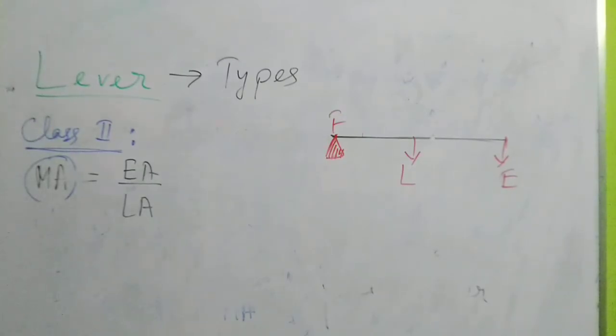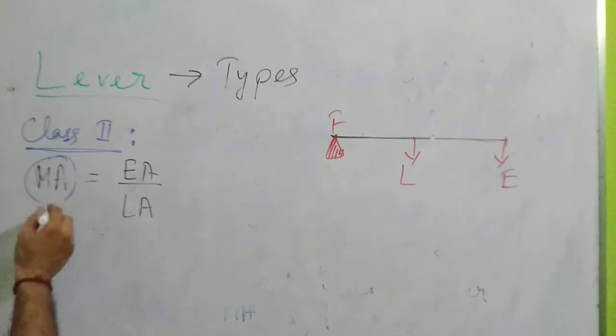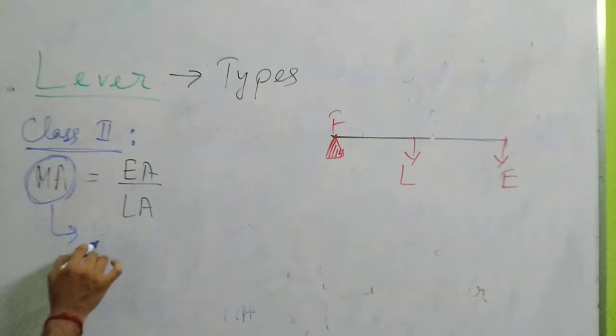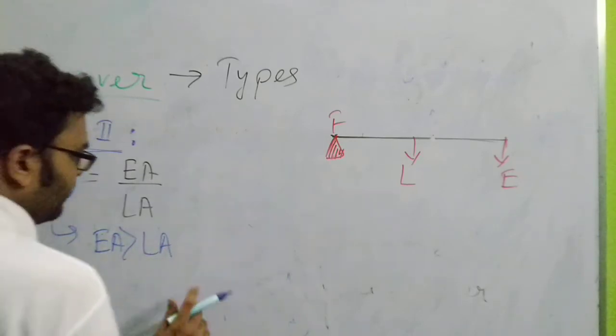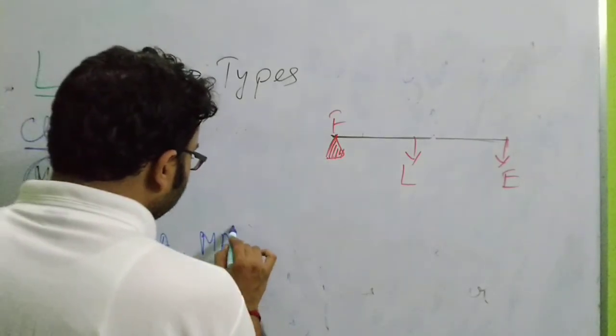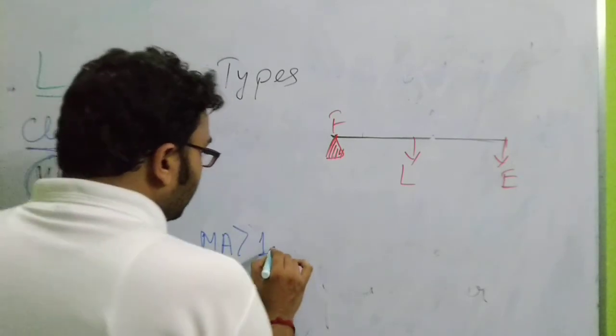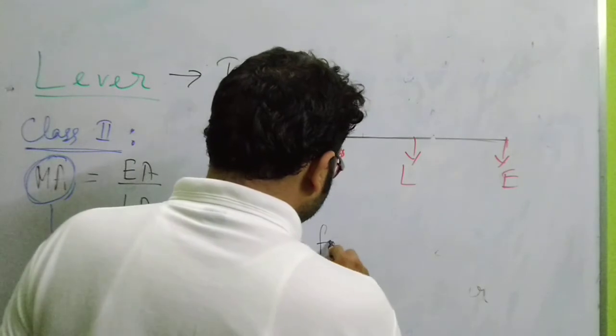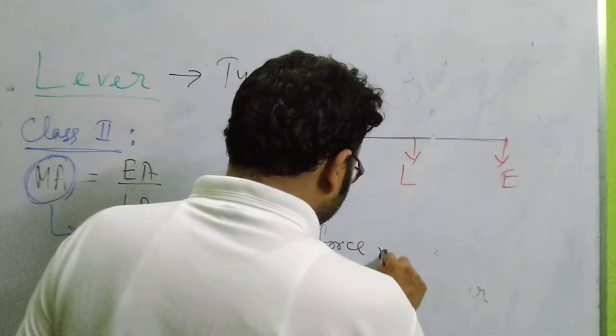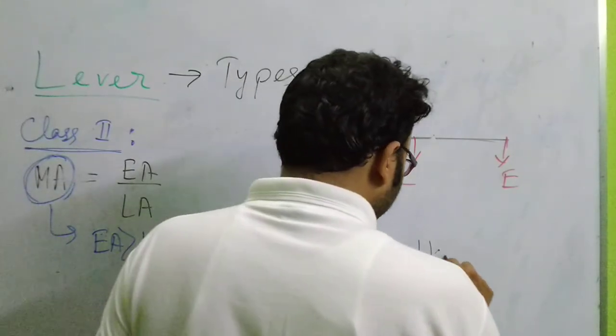For a class 2 lever, the mechanical advantage will always be greater than 1. Why? Because for a class 2 lever, the effort arm will always be greater than the load arm, and definitely the mechanical advantage will always be greater than 1, and hence this kind of lever is always a force multiplier.